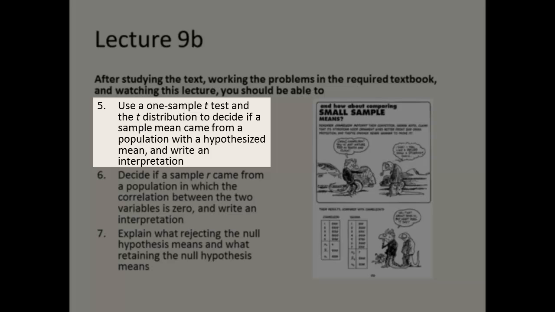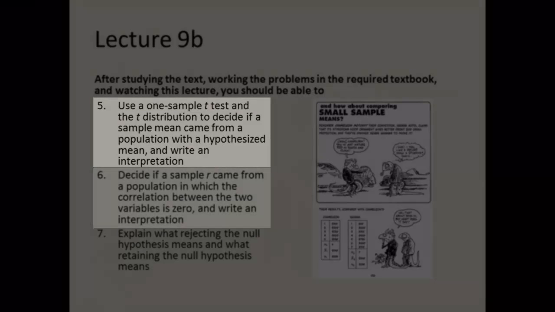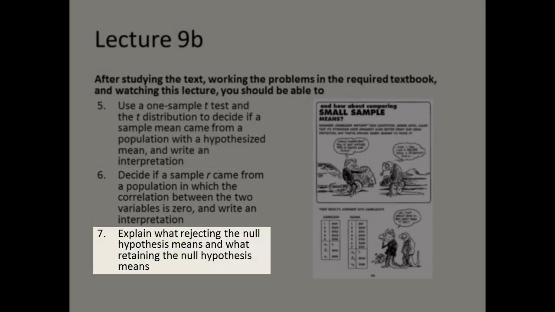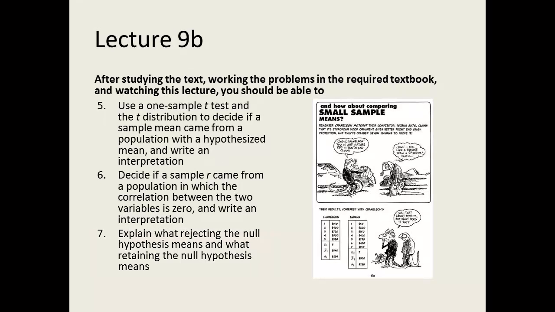In Lecture 9b, we will use a one-sample t-test and a t-distribution to decide if a sample mean came from a population with a hypothesized mean and write an interpretation. We will also decide if a sample r came from a population in which the correlation between the two variables is 0 and write an interpretation of that test. Finally, we will explain what rejecting the null hypothesis means and what retaining the null hypothesis means.